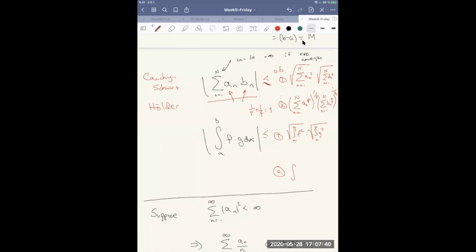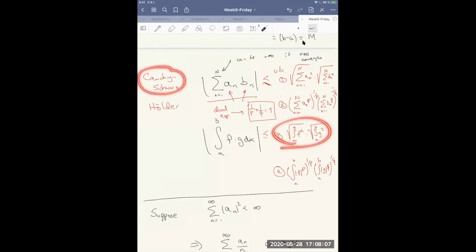But in general, you'd have to take the absolute value of f to the p, 1 over p, and then the same for g, but with a qth power, and with the same condition. These are called dual exponents, by the way. And even in the integral case, this one is called Cauchy-Schwarz, and the second one is called Hölder.